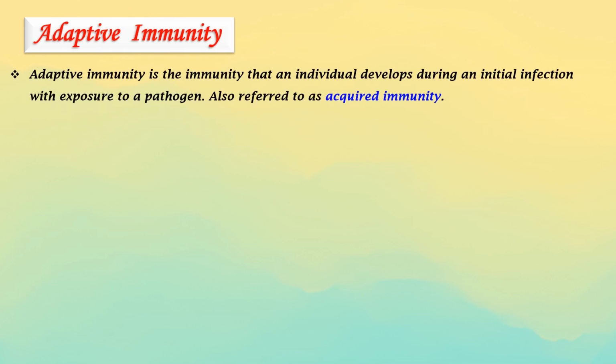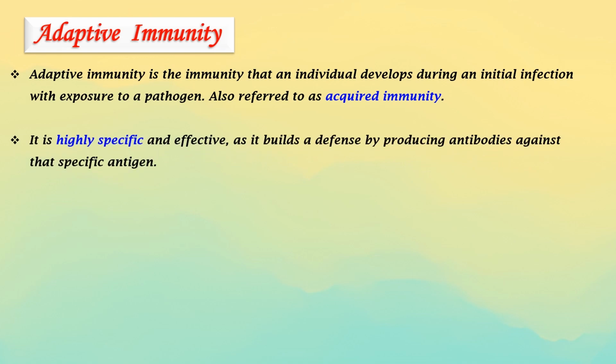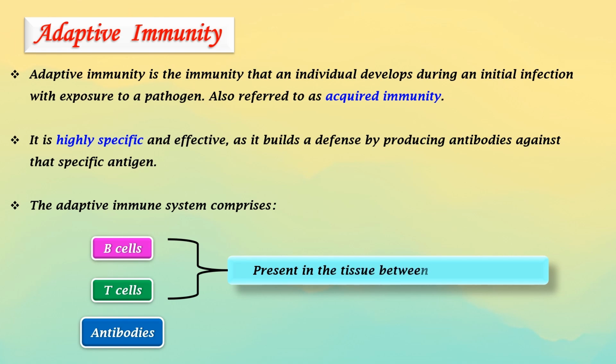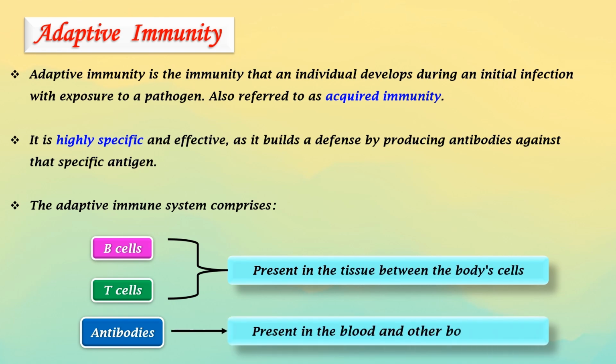Adaptive immunity. It is the immunity that an individual develops during an initial infection with exposure to a pathogen. It is also known as acquired immunity. It is highly specific and effective, as it builds a defense by producing antibodies against that specific antigen. The adaptive immune system comprises B cells, T cells, and antibodies. B cells and T cells are present in the tissue between the body's cells, whereas antibodies are present in the blood and other bodily fluids.